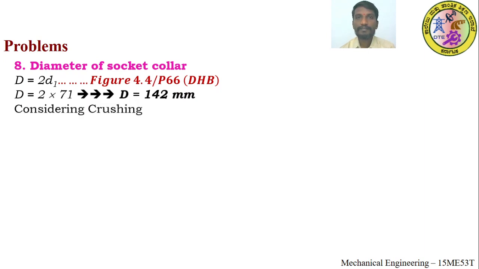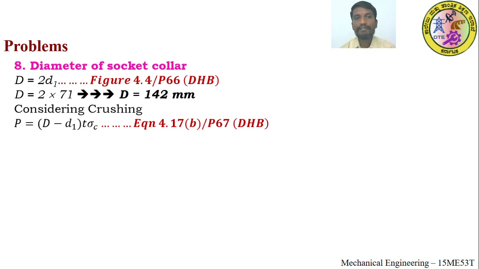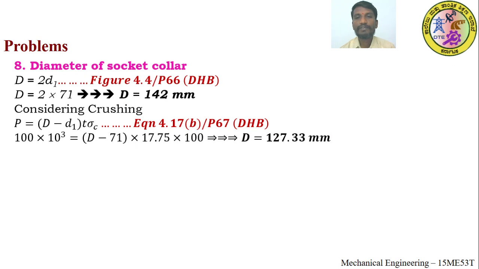But this socket collar comes under crushing. Then using the equation number 4.17b in page number 67, the value of the capital D becomes 127.33. So here we get the maximum value D is equal to 142 millimeter, then the adopted value should be 142 millimeter.